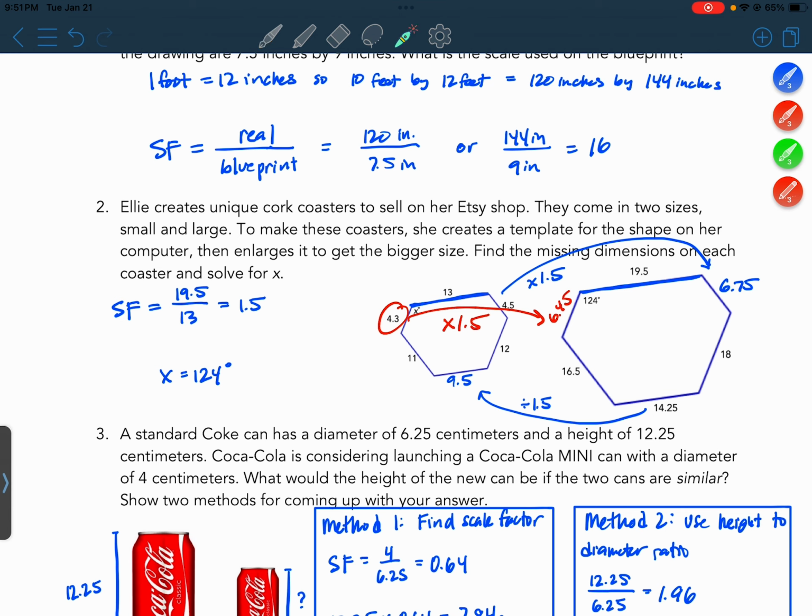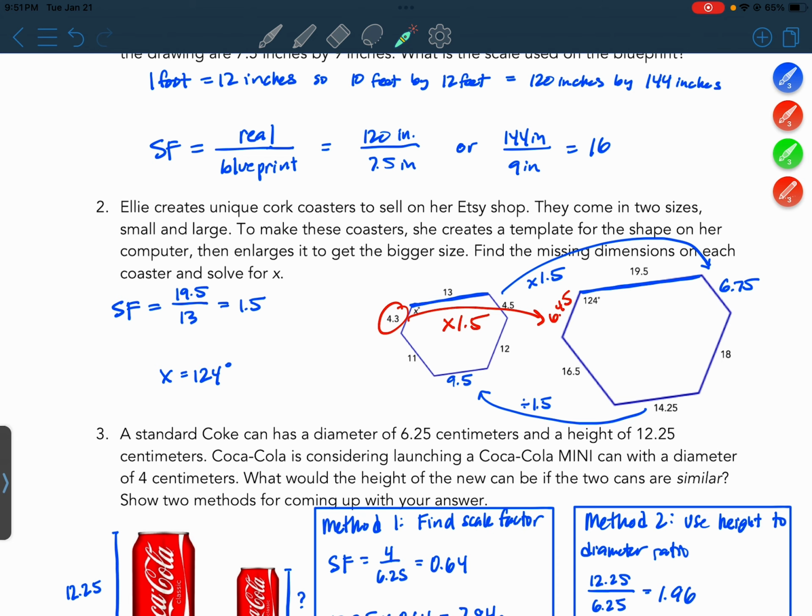Now, if you want to go the other way, if you want to take one of the measurements from the large shape and shrink it down for the small shape, you just have to unmultiply, or divide by 1.5. So multiply by the scale factor to get bigger, divide by the scale factor to get smaller. We did that here. We took this large measurement and divided by the scale factor to get the small measurement.